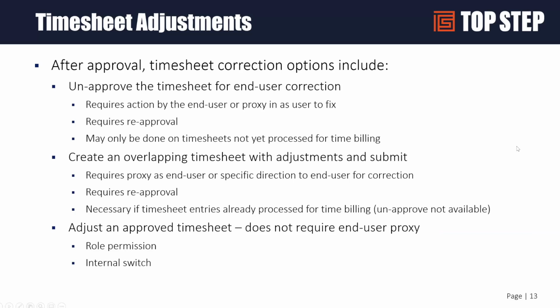I want to talk about timesheet adjustments a little bit. What you do when somebody's got their time entered incorrectly. You have the option of unapproving timesheets, which then requires the end user or some proxy to go in and enter the time correctly, and then requires a reapproval. This is the most thorough and the most audit-friendly way of correcting a timesheet.